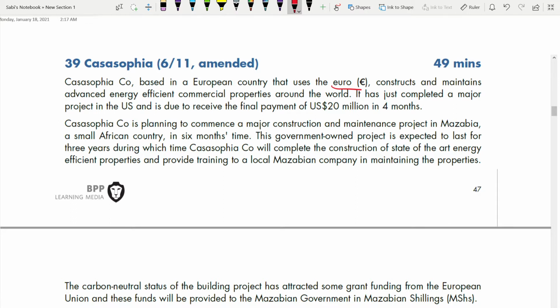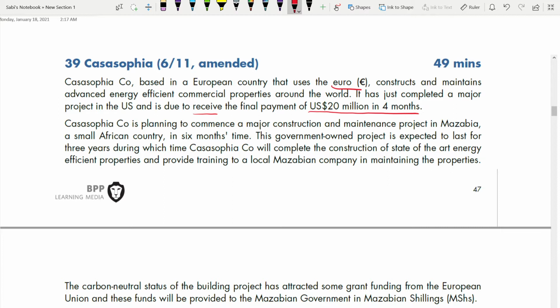Now, it has just completed a major project in US and is due to receive the final payment of US $20 million in 4 months. So, it is going to receive US dollars in 4 months. Very important. Because this is the amount you have to hedge using various hedging strategies, and you have to say which one is the best. So, part A is easy, but part B requires a lot of extra work.